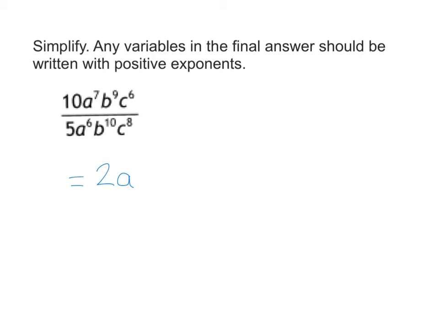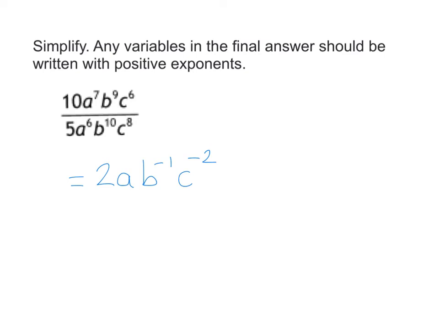And then we have the b's. B to the power of 9 divided by b to the power of 10. -1. B to the power of -1. And then c to the power of 6 divided by c to the power of 8. C to the power of -2. And yesterday this answer would have been fine, but now today this answer is not fine. Because we don't want to leave negative exponents in our final answer.